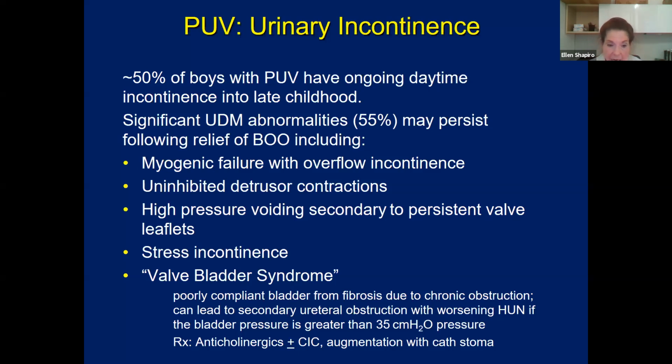And that really is similar to what we think of as a non-neurogenic neurogenic bladder, a poorly compliant bladder from fibrosis due to chronic obstruction, and it can lead to secondary ureteral obstruction with worsening hydroureteronephrosis if the bladder pressures are greater than 35 to 40 centimeters of water. You can start with treatment using anticholinergics, and many of the patients may have a better urodynamic picture with regard to compliance and overactivity, but they will require intermittent catheterization, usually for voiding.